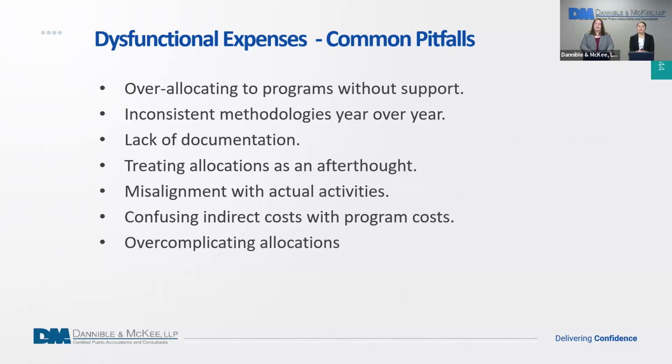Treating allocations as an afterthought. So again, it shouldn't be an afterthought. It shouldn't be let the audit firm figure that out at the end of the year. Misalignments with actual activities, confusing indirect costs with program costs, and overcomplicating the allocation. So there's a cost benefit relationship to this. So trying not to overcomplicate it.